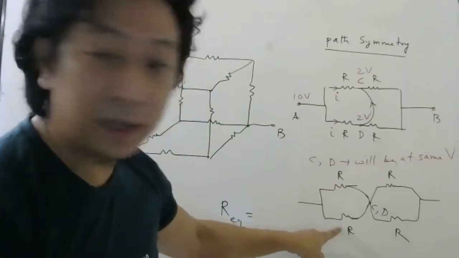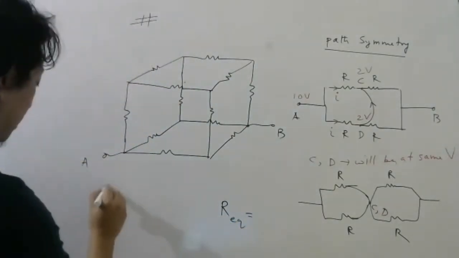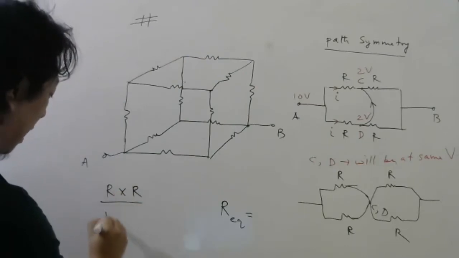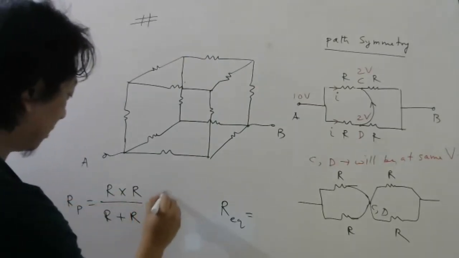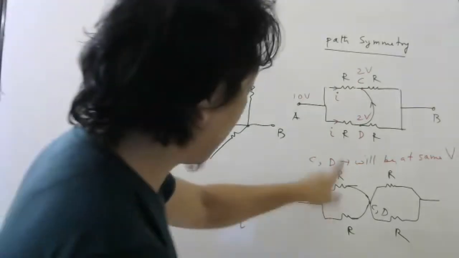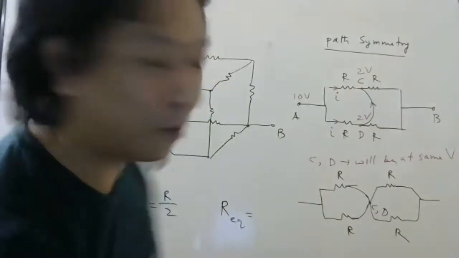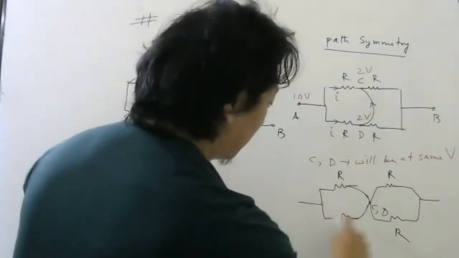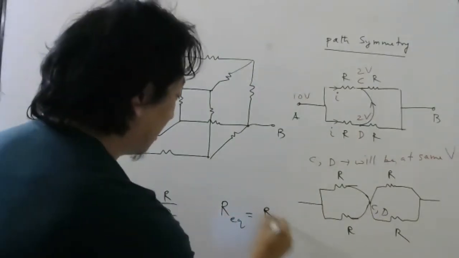R and R in parallel, R by 2. Yes or no? R and R in parallel will be how much? R into R over R plus R, so it will be R by 2. So this will be R by 2, this will be R by 2. R by 2 and R by 2 will be in series, so it will be R.